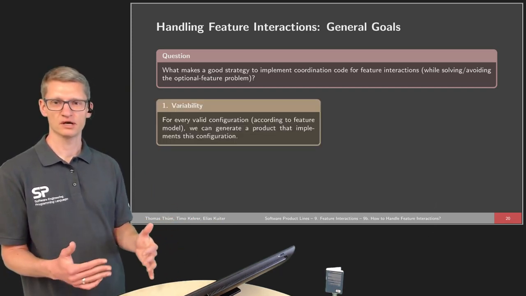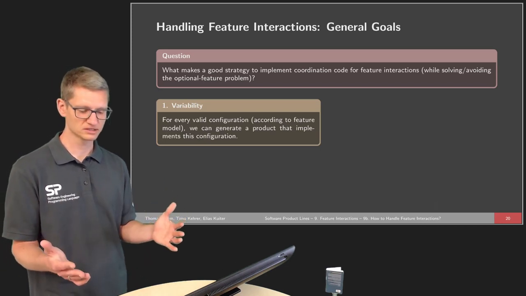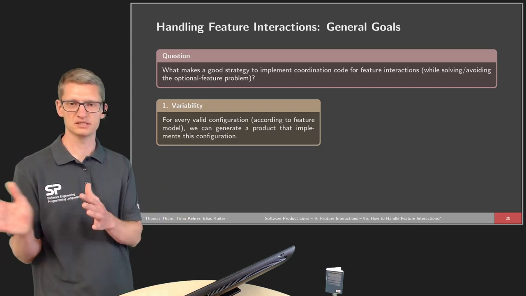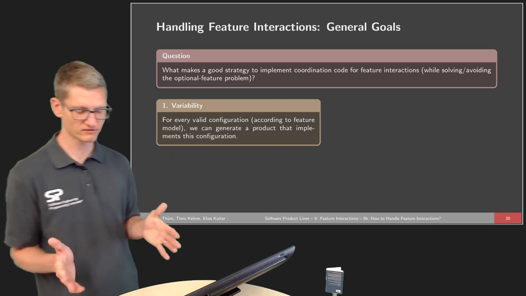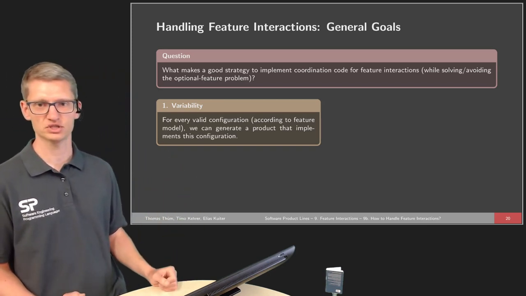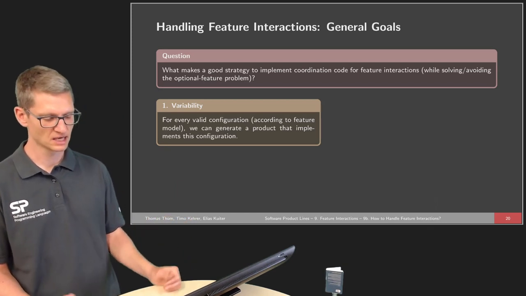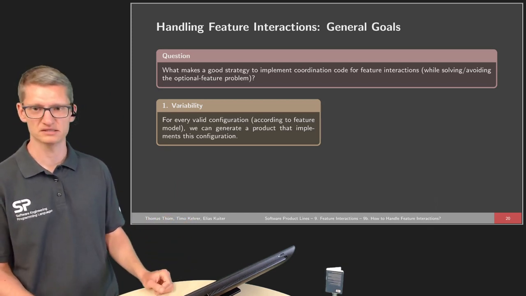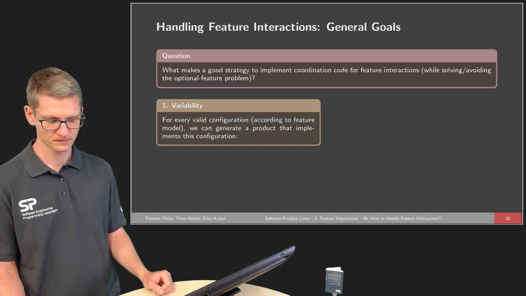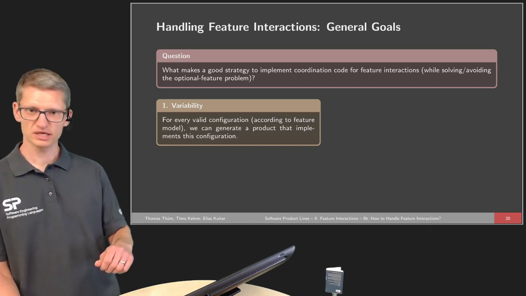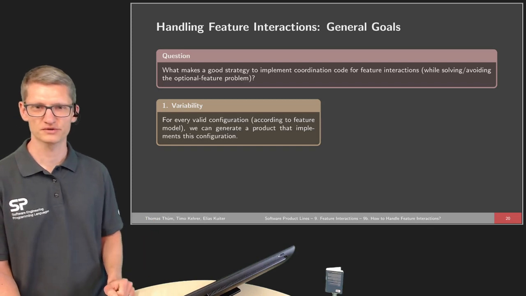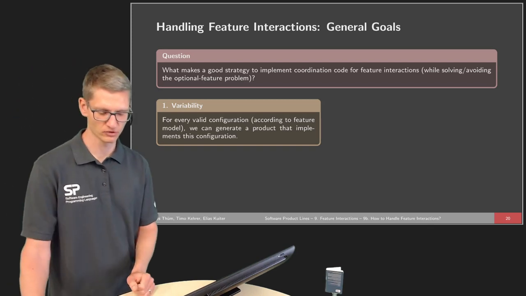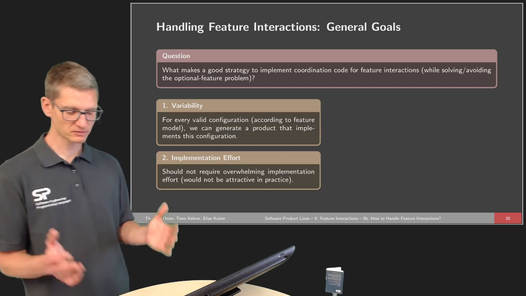We want to have a large amount of variability if possible, so all the variability that is defined in problem space should be realized. So for every valid configuration, according to the feature model, according to the problem space, we can generate a product that implements this configuration. And we will see that some strategies to deal with this will not focus on this property, and others will focus on this property. Then we have implementation effort.